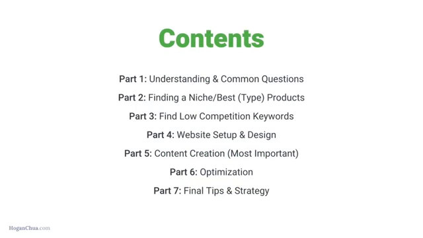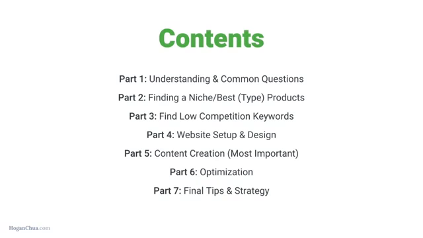Now there's a lot to cover today, so I've separated this tutorial into 7 different parts. So part 1, we're going to go through understanding and answer some common questions that people have. For example, what exactly is affiliate marketing? What is an affiliate marketing website? How does it all work, and how do you actually make money with it? Then I'll go through why you should actually start affiliate marketing, go through some of the pros and the cons so you can decide whether or not it's for you.